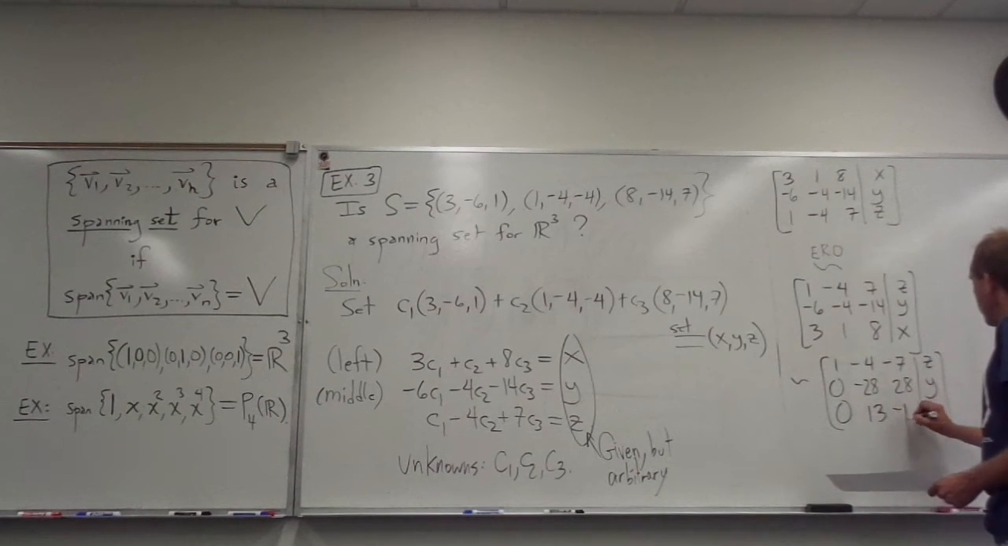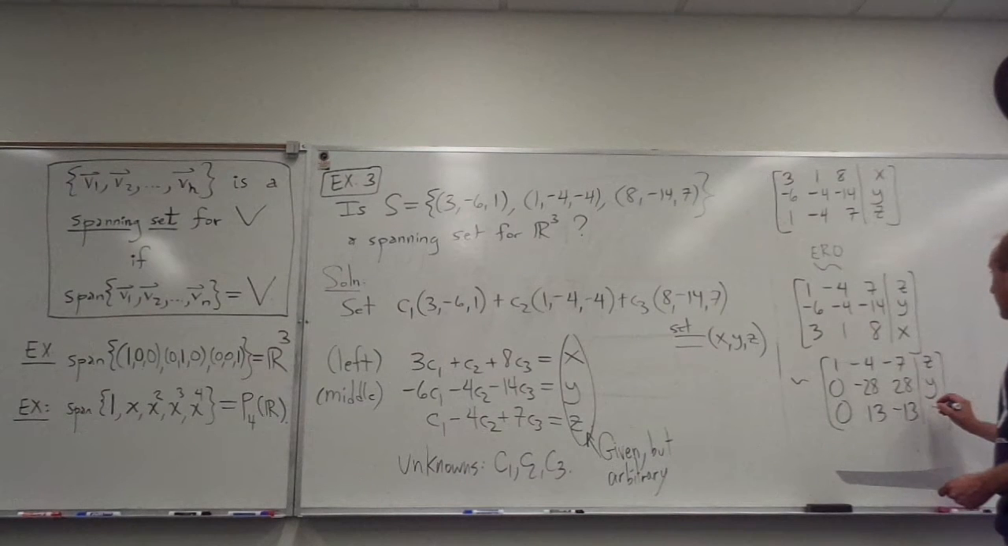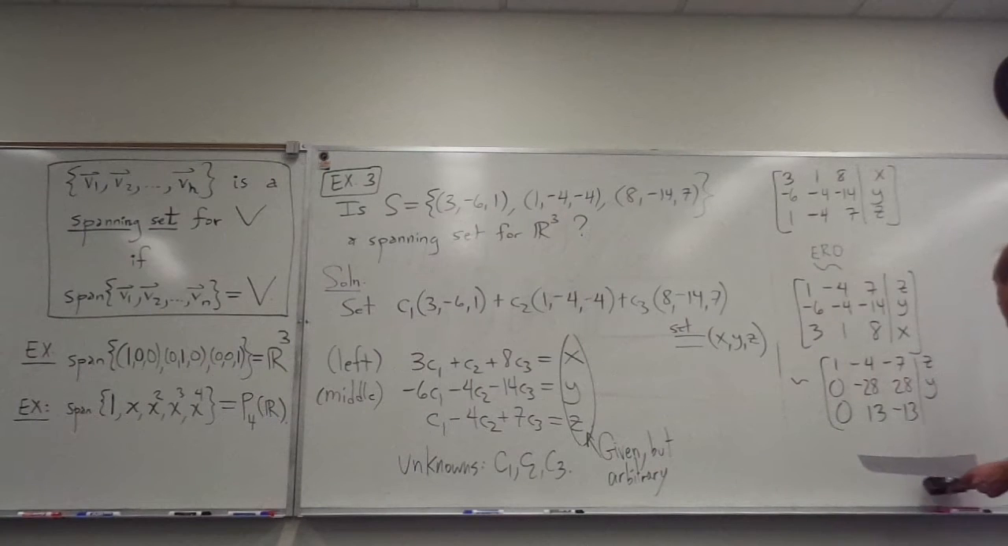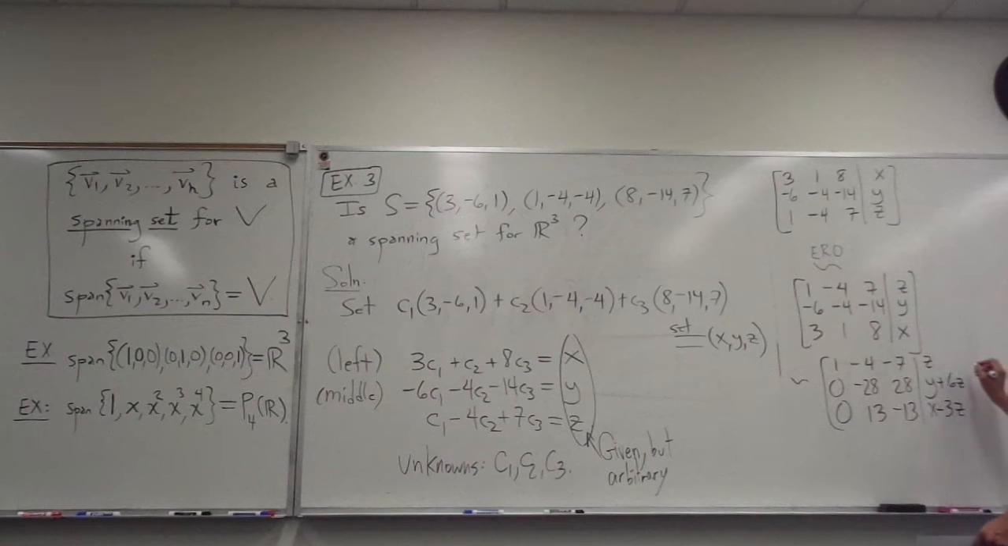And I get 13, -13, and whoops, sorry, getting a little flustered here. Let's see. This should be a y plus 6z. There we go. And this one should be x minus 3z. Right. Okay. I think I got it right now.